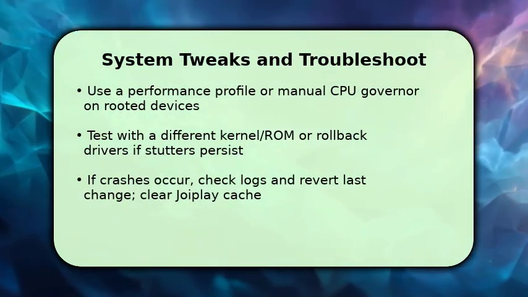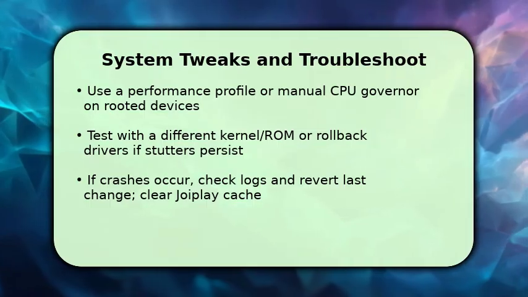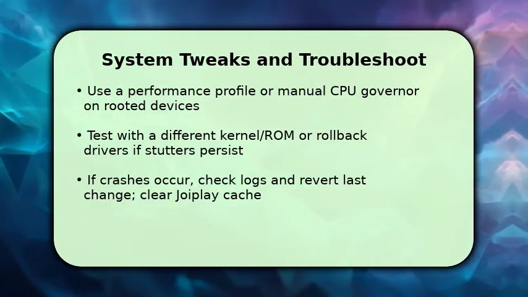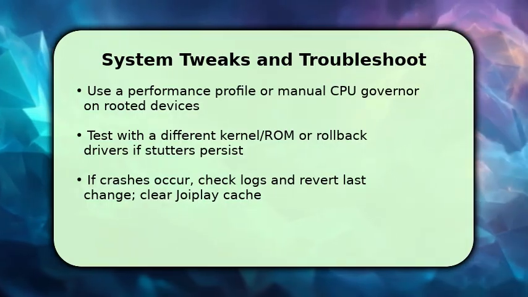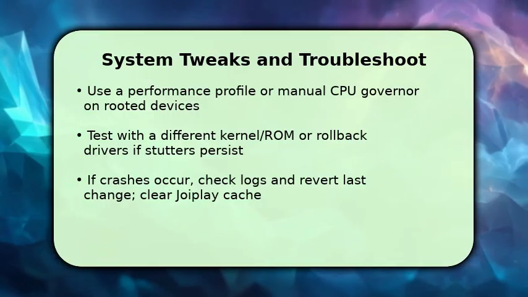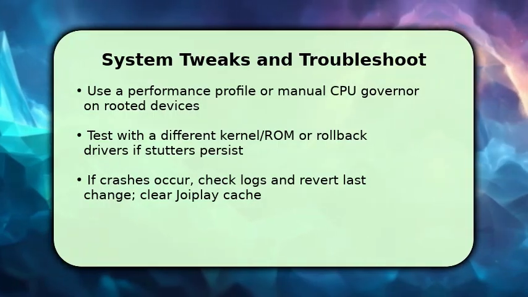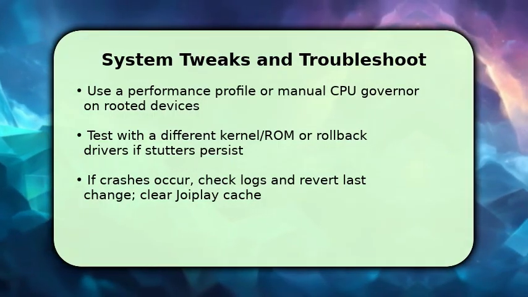Finish by tuning the system layer for sustained performance. If you can, apply a performance profile or set a conservative CPU governor to avoid thermal throttling. That keeps clocks stable. Once done, test the game. If stutters continue, try a different kernel or update GPU drivers and measure improvements.